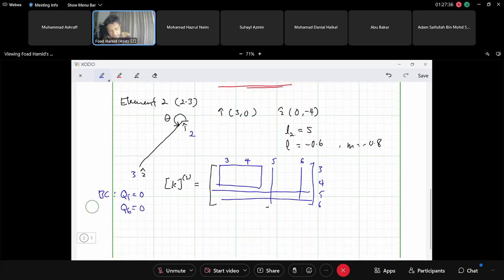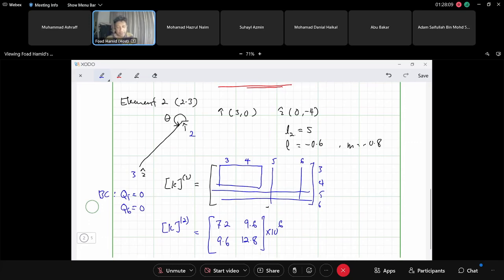So in my case, what I have here is 7.2, 9.6, 9.6, and 12.8 times 10 to the 6. Note that this is my reduced K matrix.